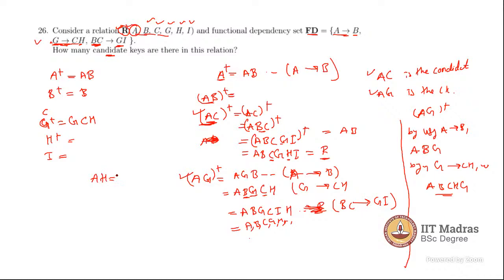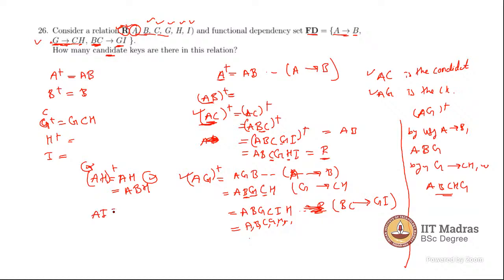Now from A, if we take the closure of AH, we have to consider AH here. From A we can determine B, so I can write A, B, H. Is there any other functional dependency that holds true here? No. So this is not a candidate key. AH is not a candidate key here.